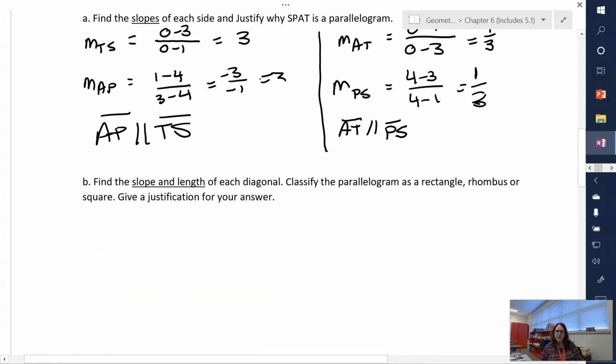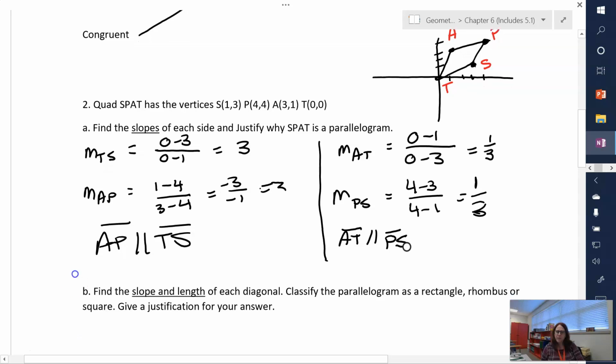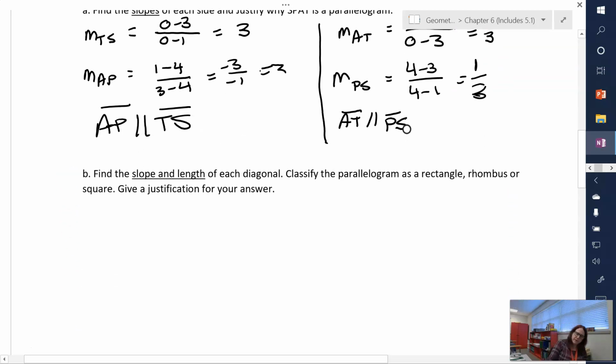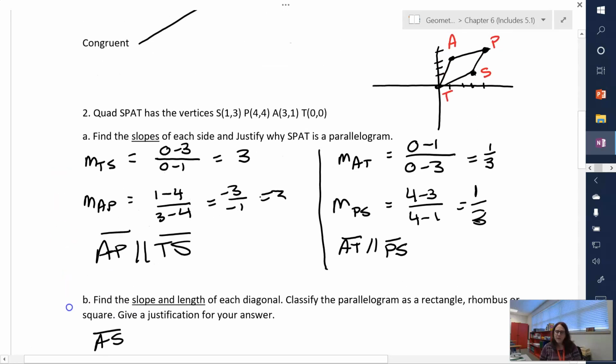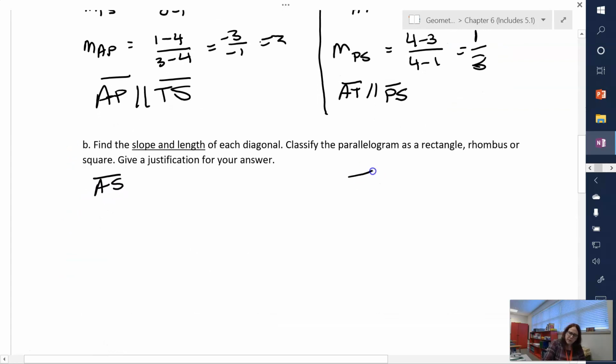Now we're going to find the slope and length of each diagonal and classify that parallelogram as a rectangle, a rhombus, or a square, and we're going to give the justification. So looking at our picture, I would have a diagonal going between A and S. So I'm going to use line segment AS. And I also have a diagonal going from T and P. And so then over here, line segment TP. And I'm just going to make myself some room.